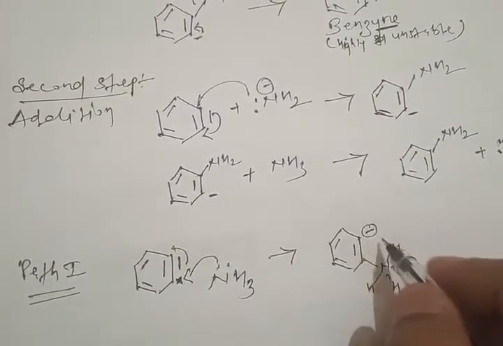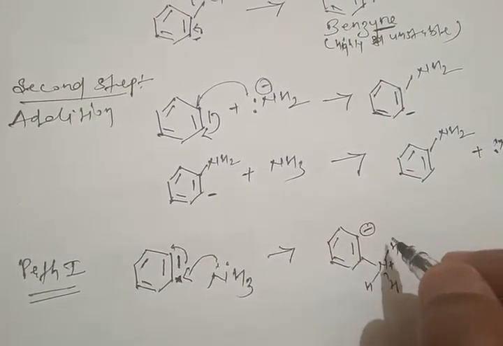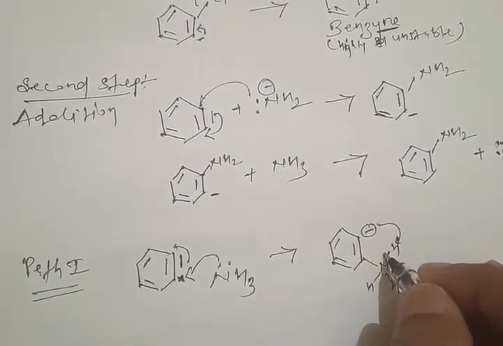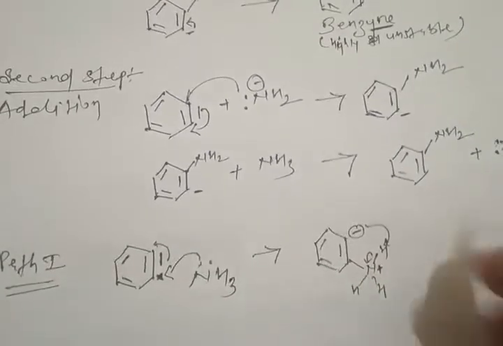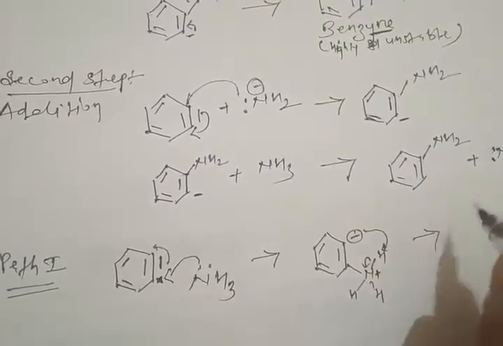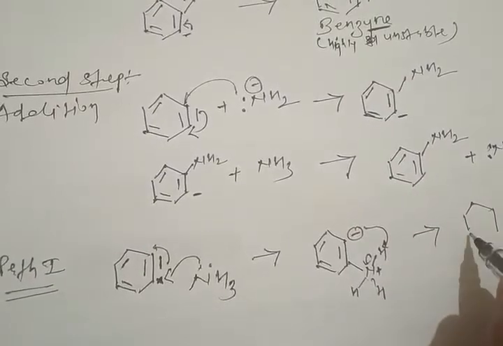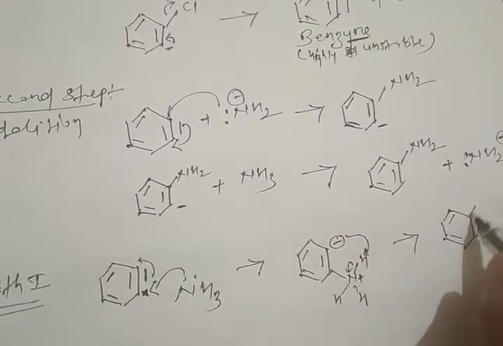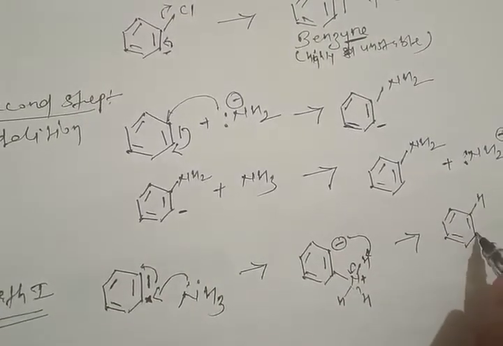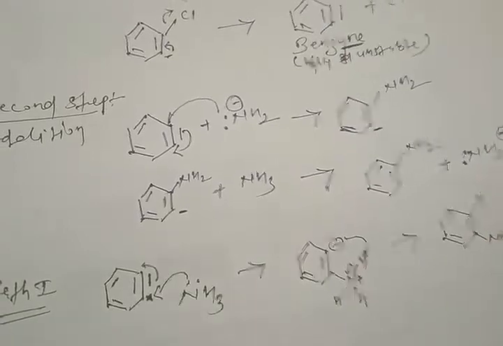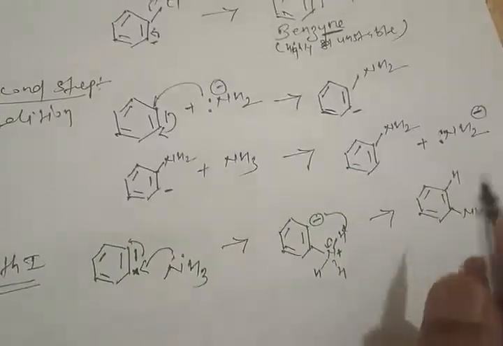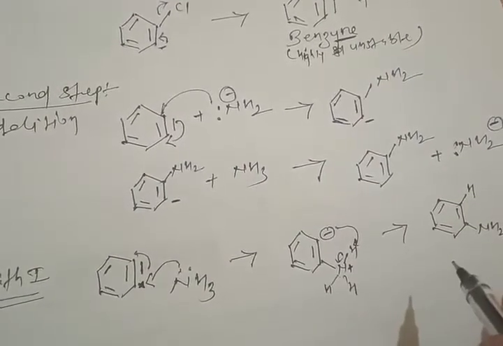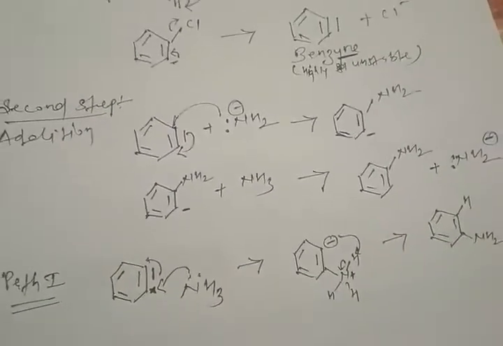Then this negative charge will abstract this hydrogen. This is called proton transfer. This will abstract this hydrogen, and this will certainly neutralize this nitrogen. So what will we get? We will get hydrogen on this side, and this side will get NH2. So this is one way to discuss, and I think this is the proper, correct way.